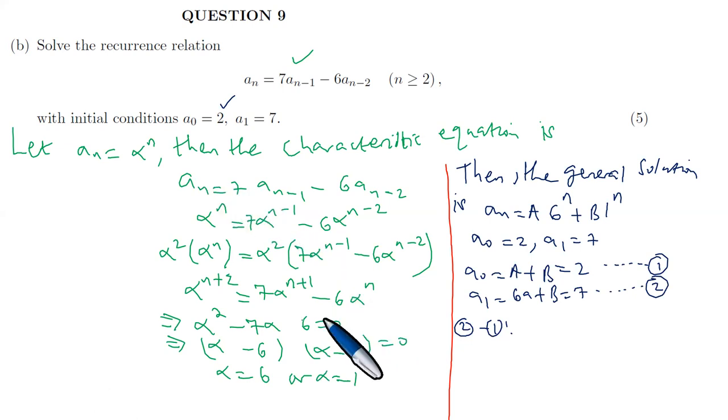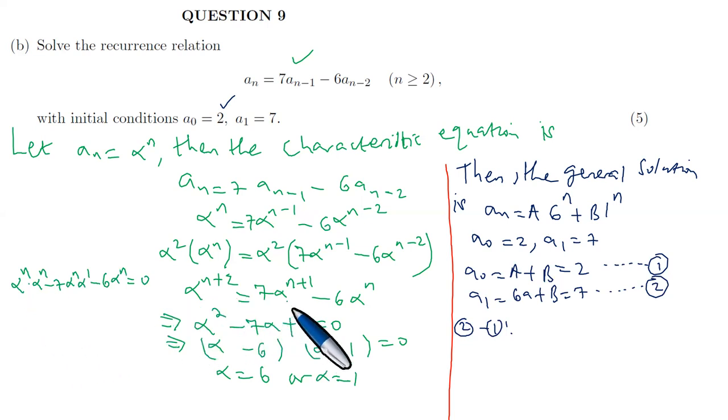Right, so the 6 was negative and became plus. Good. But obviously, when you're here, you'd have alpha to the power n, alpha to the power 2 minus 7 alpha to the power n, alpha to the power 1 minus 6 alpha to the power n equals 0.